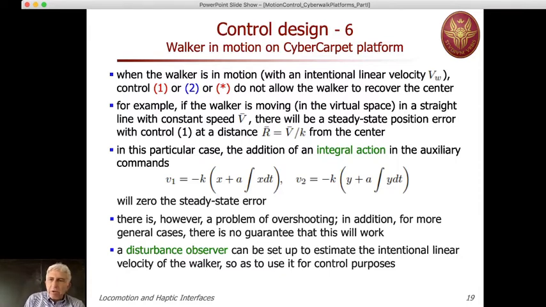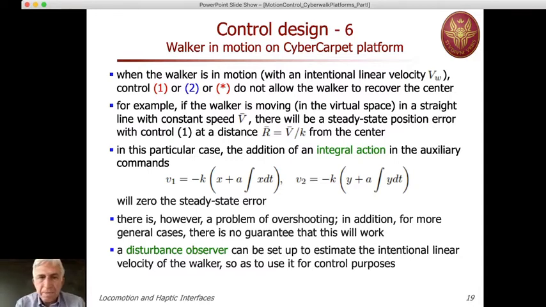I would like now to conclude this lecture by considering, to conclude the control design, what happens when the user is in fact moving. In particular, when it has an intentional linear velocity v and omega. In fact, the user may also rotate in place or rotate while going in a certain direction, but this effect is not really relevant for our control objective, which is just bringing it back to the center no matter with which orientation.